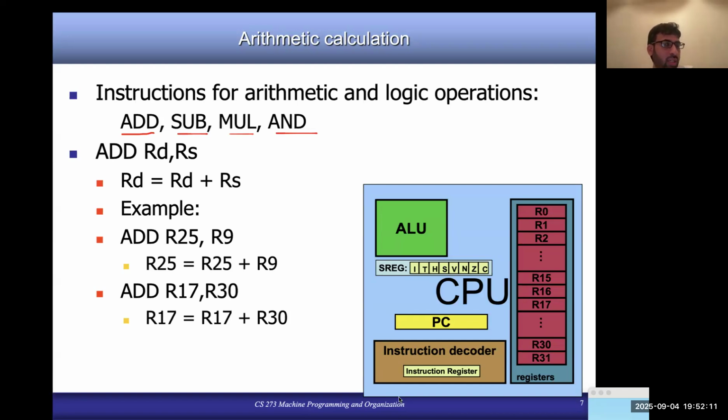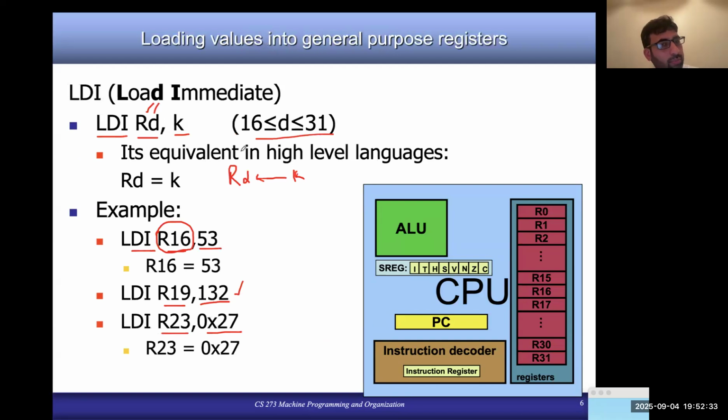Now the second part of the answer: why did the designers of the AVR microcontroller make this kind of decision, that only these 16 registers can be used with load immediate? I am not 100% sure on that, but I have an explanation. I think we can get the information by looking at the opcode of the LDI instruction. So let's try to do that right now.